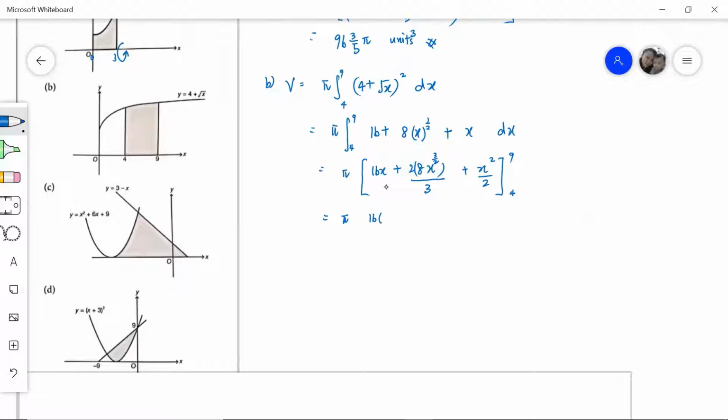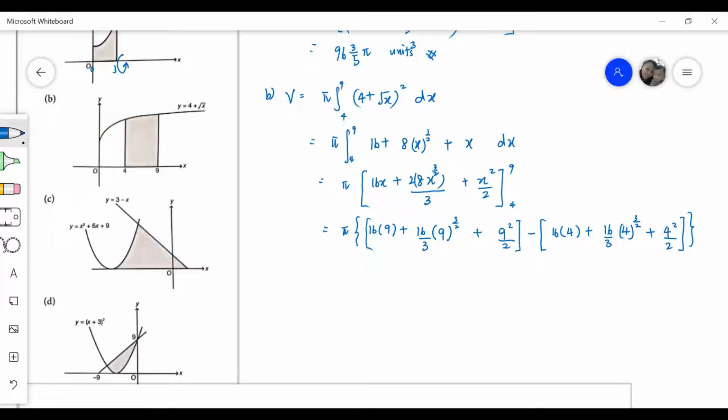We have to substitute the boundaries into the expression that we just found. So we have 16 times 9 plus 16 over 3 times 9 to the power of 3 over 2, and then plus 9 squared over 2, minus 16 times 4 plus 16 over 3 times 4 to the power of 3 over 2, and then plus 4 squared over 2. We need the calculator to help us simplify the calculation.